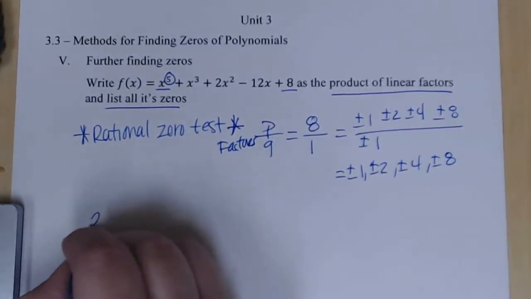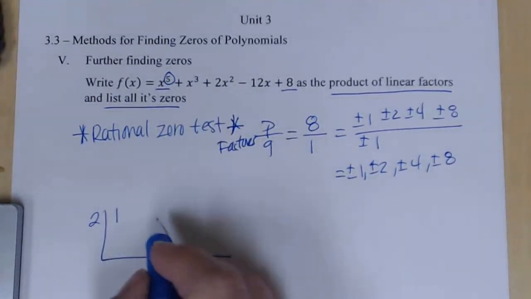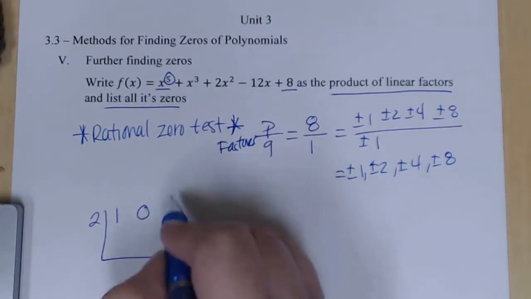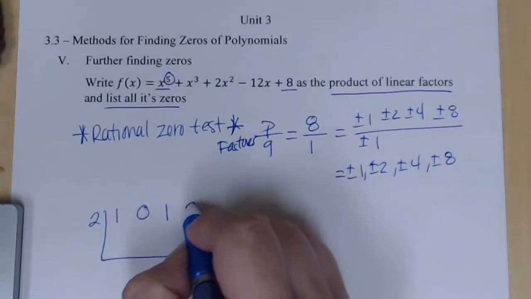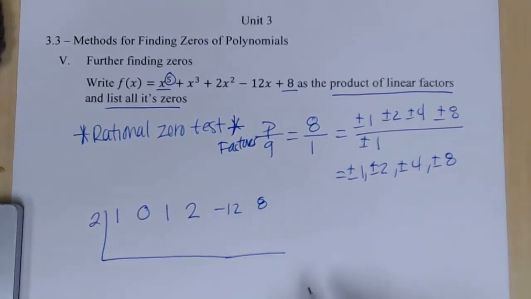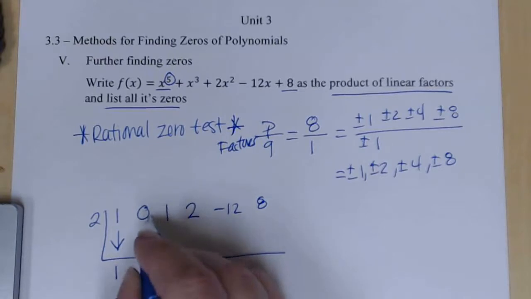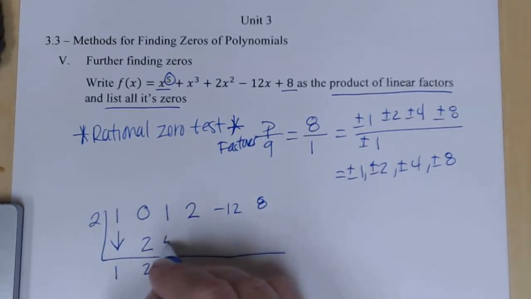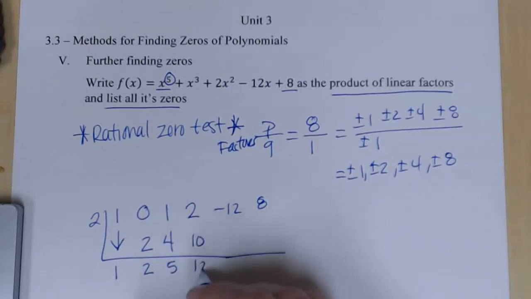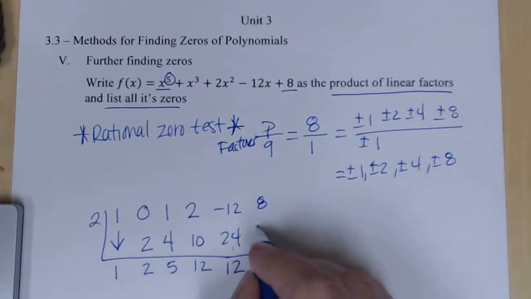So maybe you try 2. My coefficients are 1. I don't have an x to the 4th, so I'm going to put a 0. 1 from the x cubed, 2 from the x squared, negative 12, and 8. Now I'm going to do synthetic division, so I'm going to start bringing things down. Bring down the 1, multiply, add, multiply, add, multiply, add, multiply.